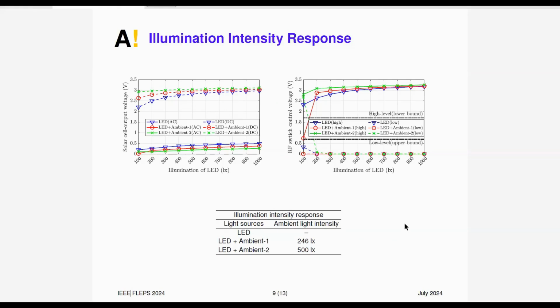We have to make sure that the high level of the voltage should be higher than the lower bound here, and also the low level should be lower than the upper bound here. You can see that at 100 lux, if we only have the modulated light that is not interfered by the ambient light, it works fine. But if you have interference from the other ambient lights, that is the LEDs and the office ceiling lights at different illumination levels, it crashes the performance. But from 200 lux to 1000 lux, it performed well.